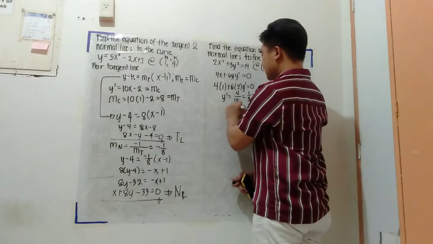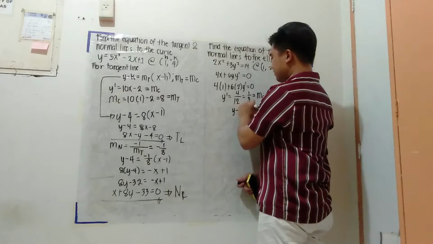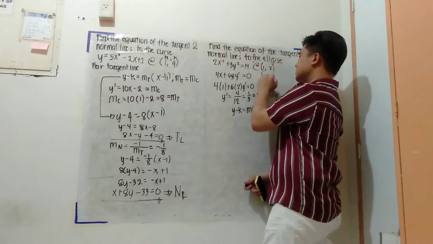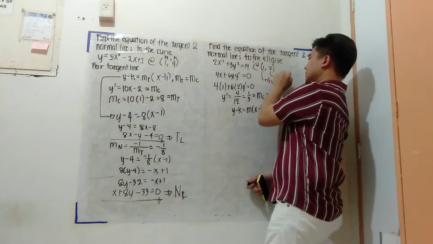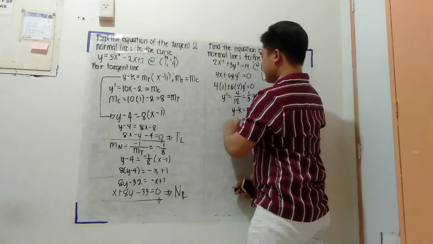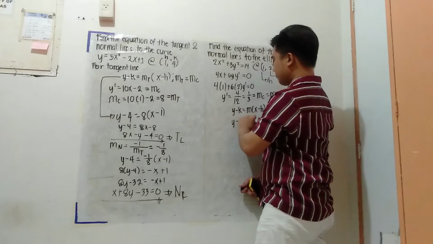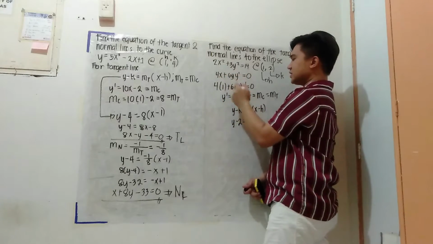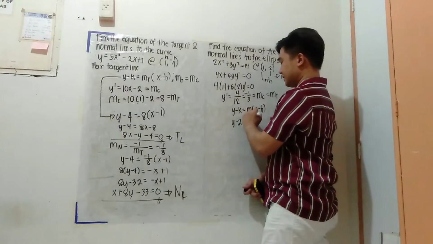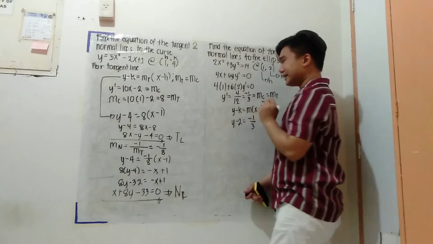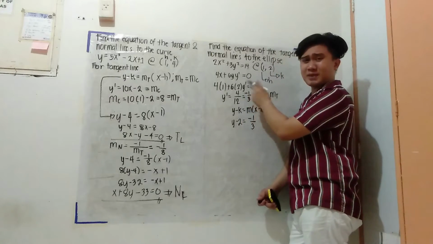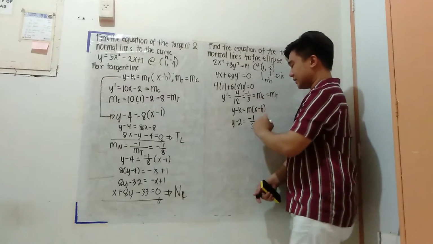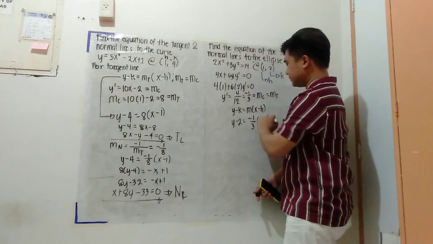So, y minus k is equal to m x minus h. So, h, k. So, y minus 2 equal to m, which is, nag-transpose ako, so negative 1/3. So, negative 1 over 3. Kung nakita nyo, medyo careless pa ako ng konti. So, baka yun din yung maging problem nyo, ha? So, negative 1/3 x minus 1.